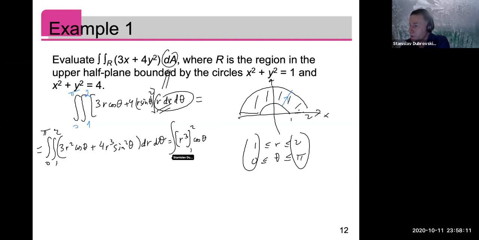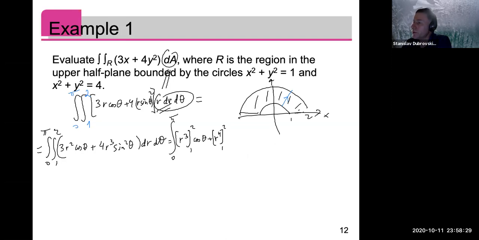So still the integral with respect to theta remains. Plus r fourth over 4. So we'll just get r fourth, and again from 1 to 2, sine squared theta. How can we simplify that? Maybe use the double angle formula. Is it 1 minus cosine of 2 theta over 2? I don't remember.